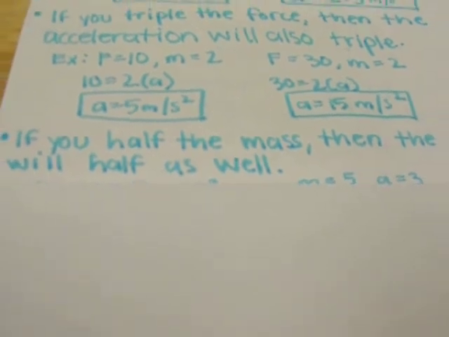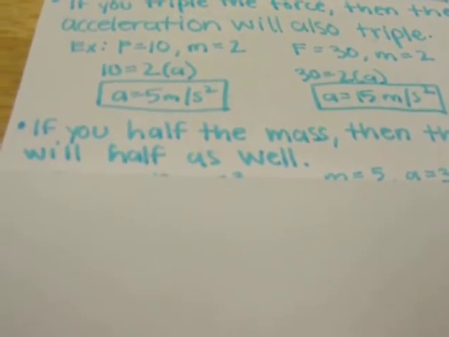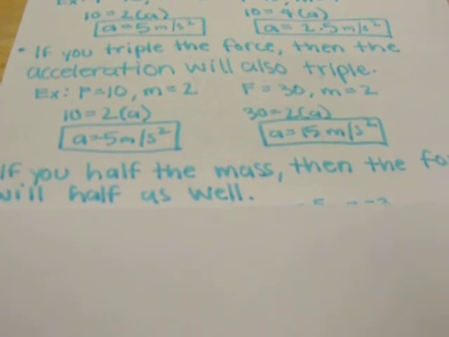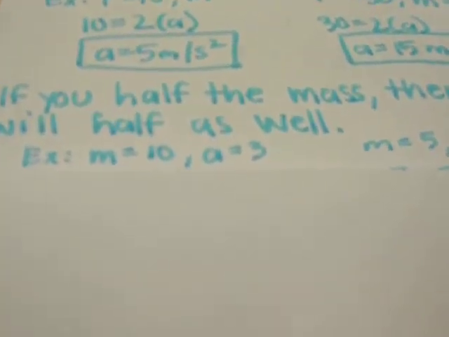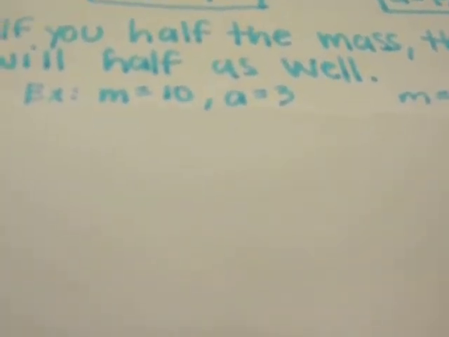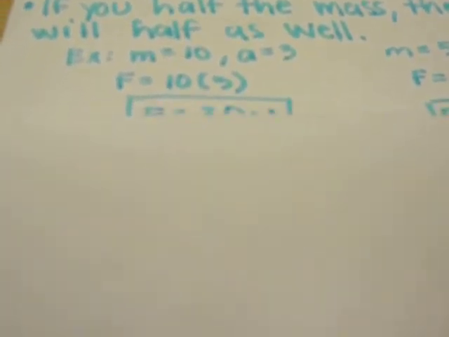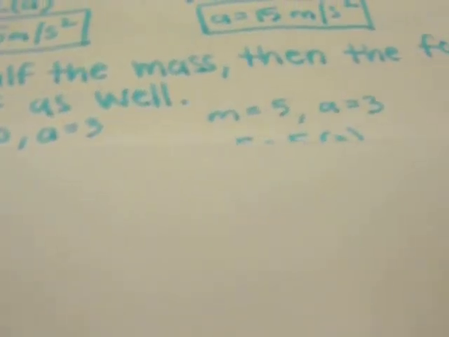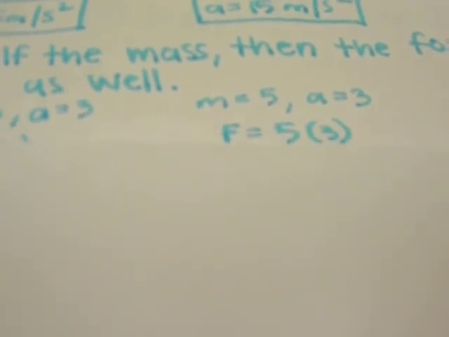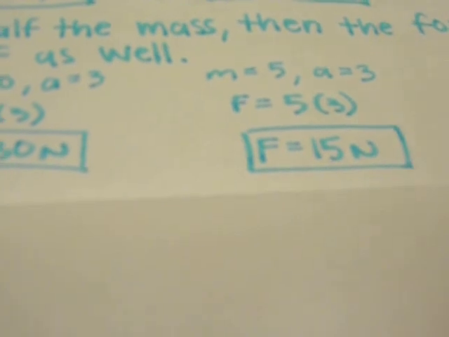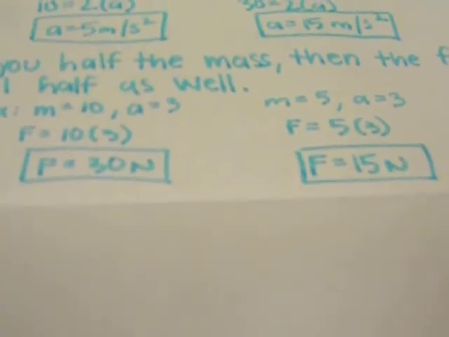If you halve the mass, then the force will half as well. And so example, mass equals 10 and acceleration equals 3. So force equals 10 times 3 and force equals 30 newtons. And then the mass equals 5 and the acceleration equals 3. So force equals 5 times 3 and F equals 15 newtons, and therefore the force was halved.